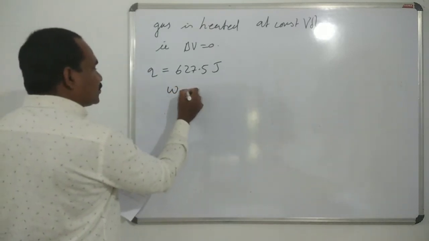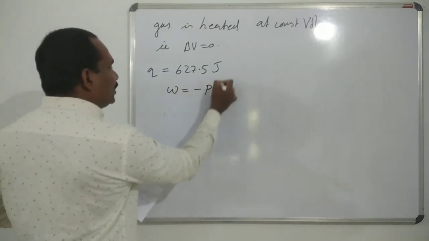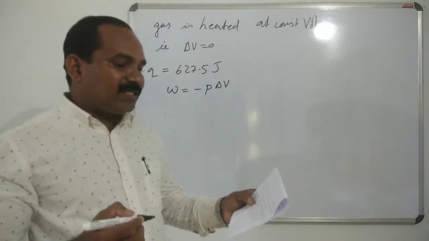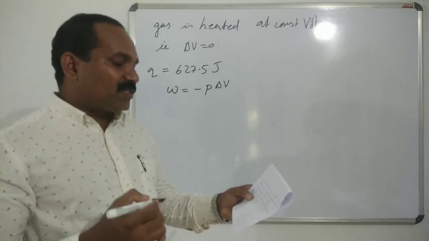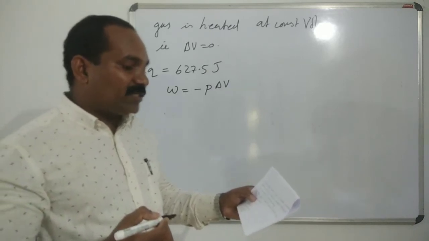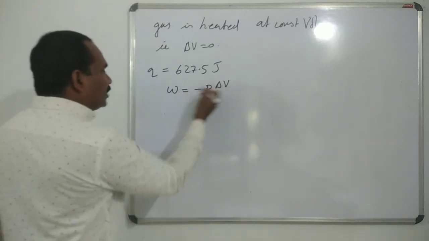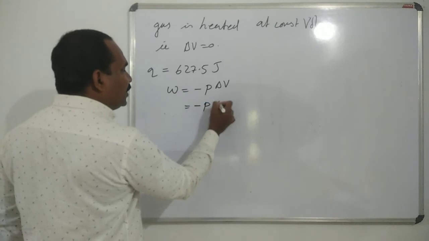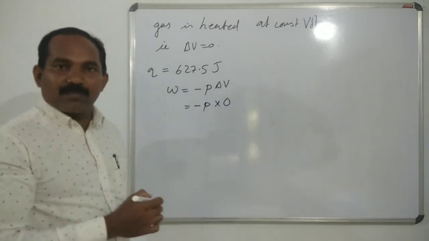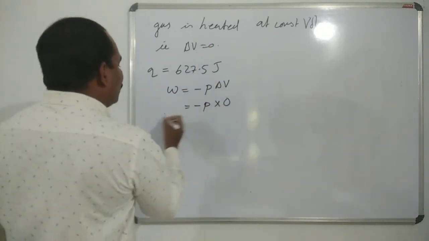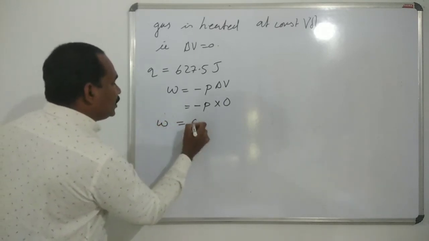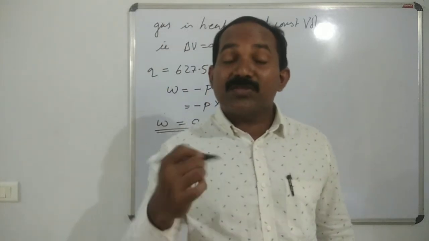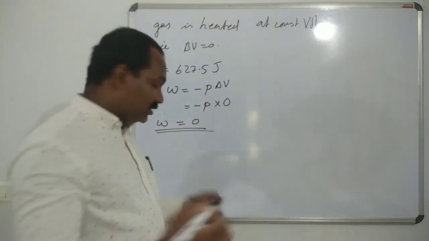Okay, it is expansion work, W is equal to PΔV. A certain amount of gas is heated at a constant volume, 627.5 joule of heat absorbed. Then W is equal to PΔV. At constant volume, minus P into 0. ΔV is equal to 0. So what is the work? Work is equal to 0. Work done by the system is 0.